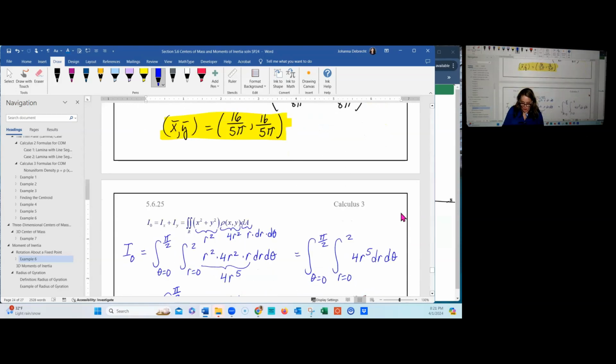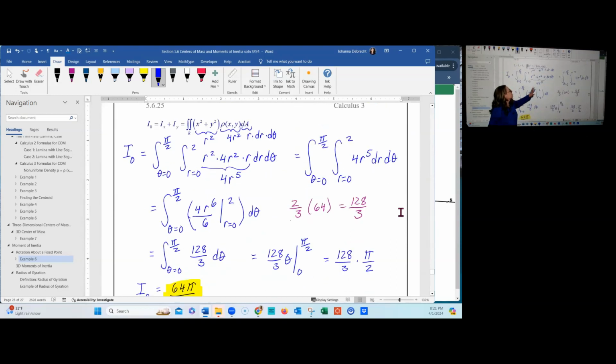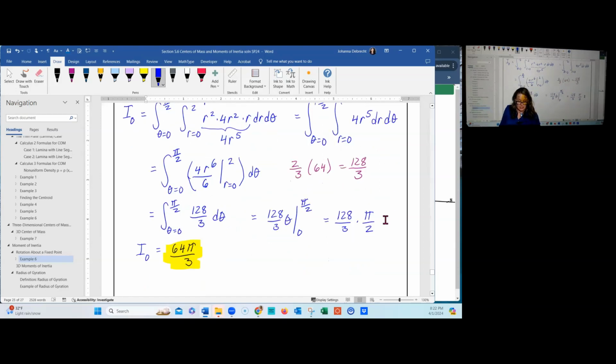So to find the polar moment of inertia, we're going to take the density function multiplied by that radial arm of r squared, and then with the polar coordinate system differential r dr d theta. So this gives us 4r to the 5th dr d theta for the inside. And when we integrate, we get 4r to the 6th over 6. 4/6 reduces to 2/3. We evaluate from 0 to 2. 2 to the 6th is 64, which gives me 128/3 for the new integral with respect to theta. And that gives me 128/3 theta from 0 to pi over 2, gives me pi over 2 times 128/3, which gives me 64 pi thirds, and this would be in terms of kilogram meter squared.